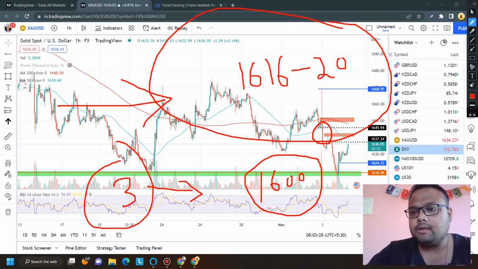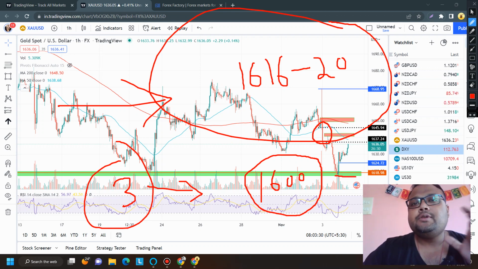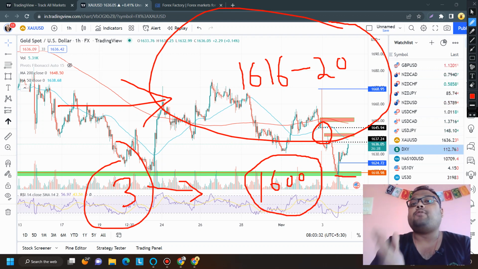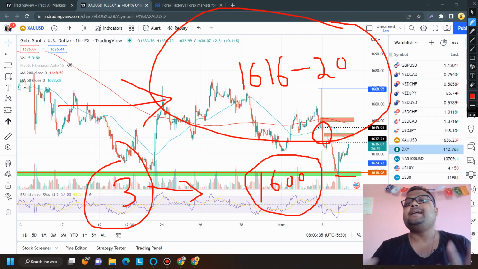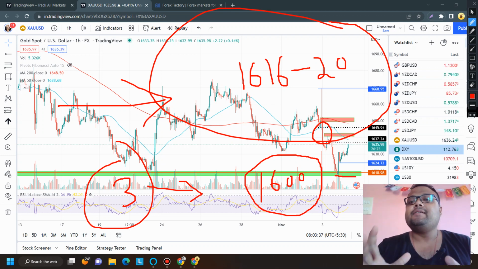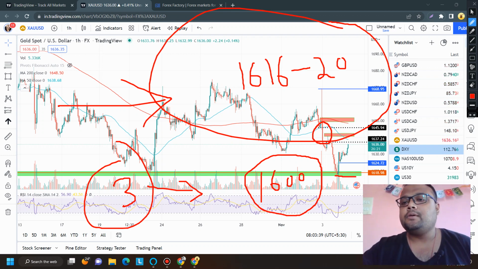Okay, so if the market comes to this level, in case the market goes to the 1640, 1650 level also, do not consider it as a sell position. Okay, see, this level is very important for the market. So wait for the market. In case the market bounces, and there's a high chance also of the market bouncing from this level, at least under normal circumstances.